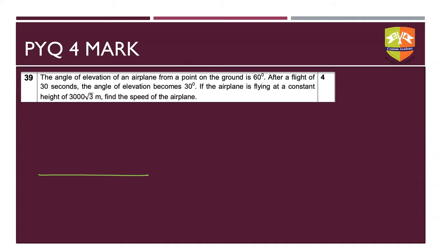Find the speed of the airplane. Okay. 200 meter per second. Angle of elevation of an airplane from a point on the ground is 60 degrees. After a flight of 30 seconds, the angle of elevation becomes 30 degrees. If the airplane is flying at a constant height of 3000 root 3 meters, find the speed of the airplane.